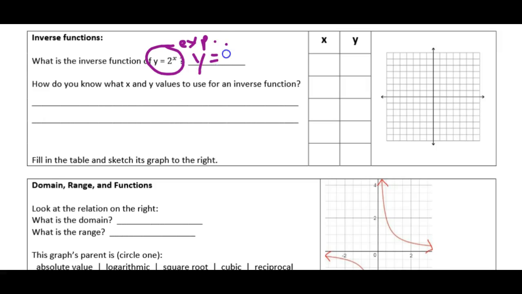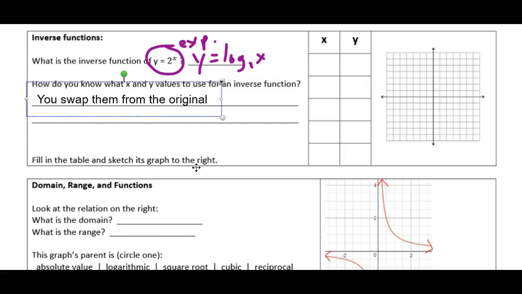Y equals log base 2 of x. And the log function works the same way the exponential function does, except x and y are swapped. So how do you know what x and y values to use for an inverse function? You swap them from the original function. So in this case, it'd be swapping them from the exponential.